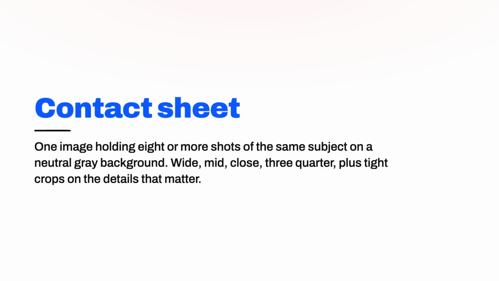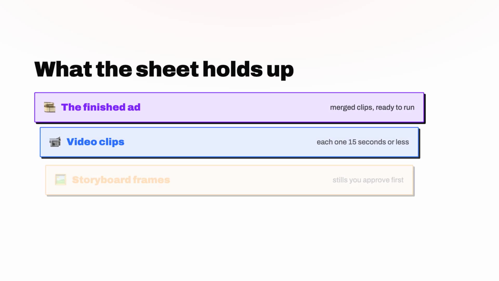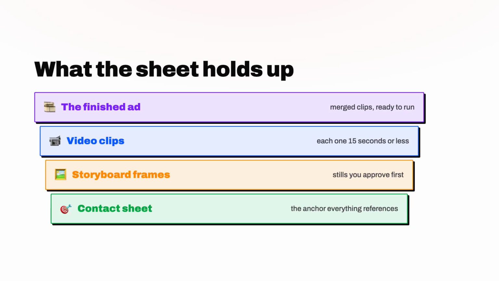This is the contact sheet. Genuinely the most important idea in the whole video. A contact sheet is one image with the same subject shot from a bunch of angles on a plain gray background. Every product in the app gets one automatically. That's this screen here. The reason it works is it stacks. The sheet sits under everything else, so nothing above it is free to wander.